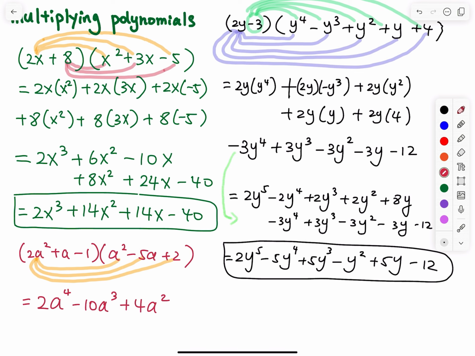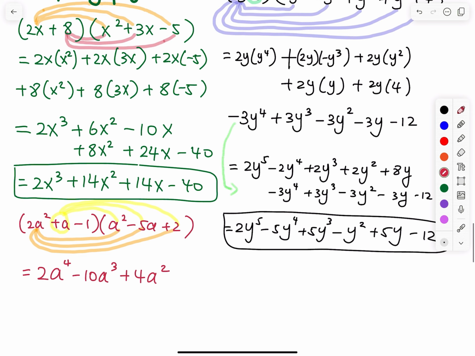How about the next line? The next line, let's do a yellow. We will take this a times a squared, negative 5a, and then 2. So that will be a to the third minus 5a squared.